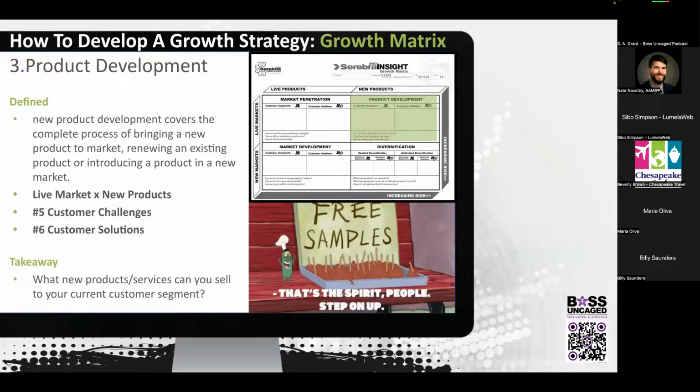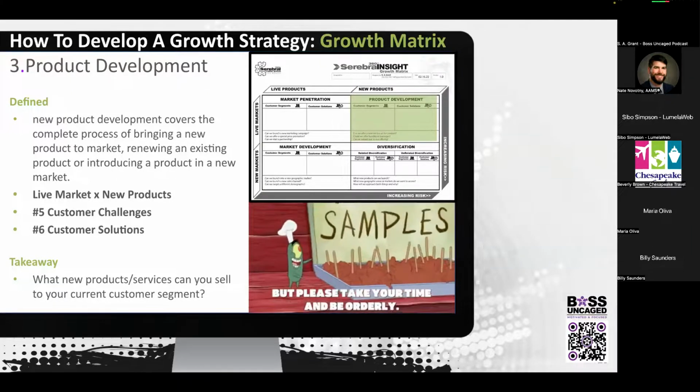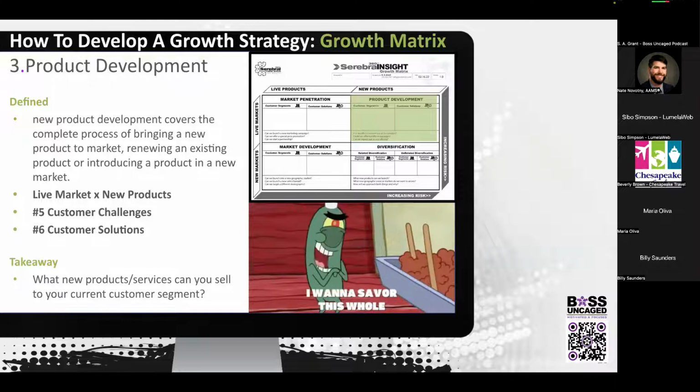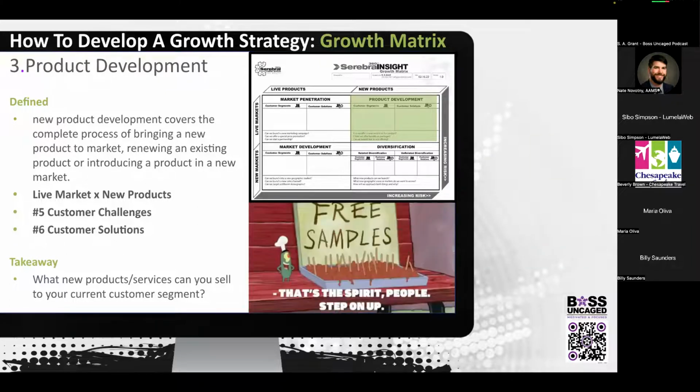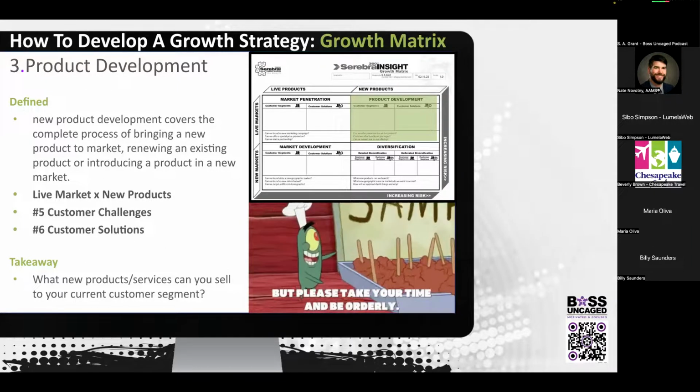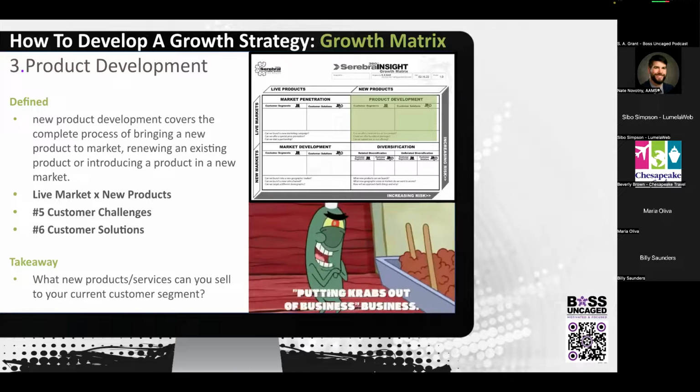Product development. Now, product development. The GIF on this one is funny in the sense that this is free samples, and you see it all the time. They'll give you free samples all day, all night, even down to liquor. They'll give you free samples because they're testing the market. Again, they're giving you a new product, but they're talking to their original community, right?